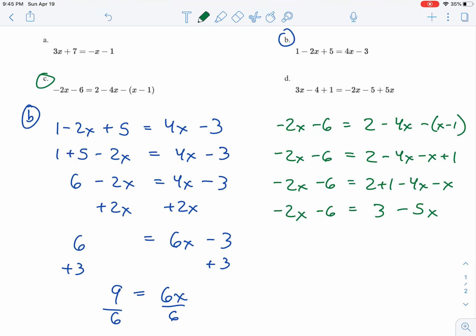This time, I'm going to put the x on the left side of the equation, over here, because that's going to give me the positive variable term. Again, doesn't matter. Put the variables on the left, put the variables on the right. It's up to you. So I'll add 5x to both sides. Negative 2 plus 5 is positive 3.